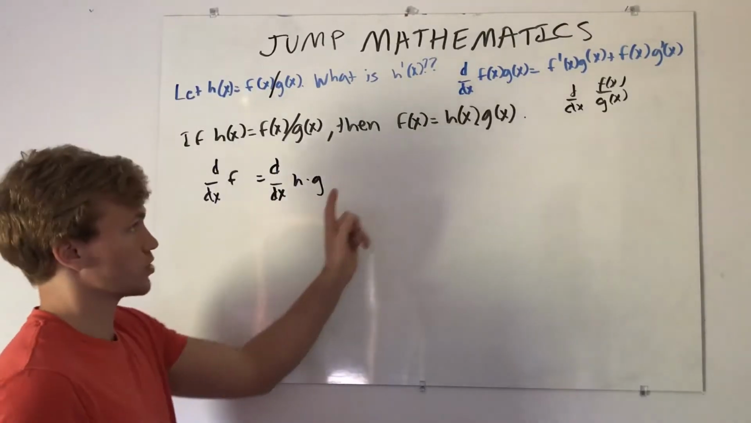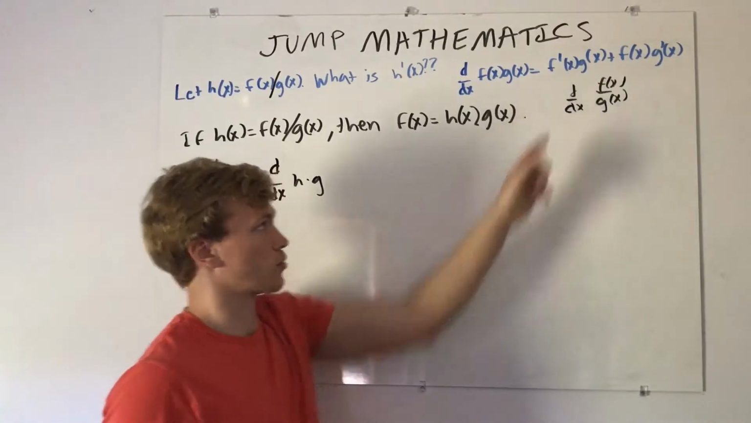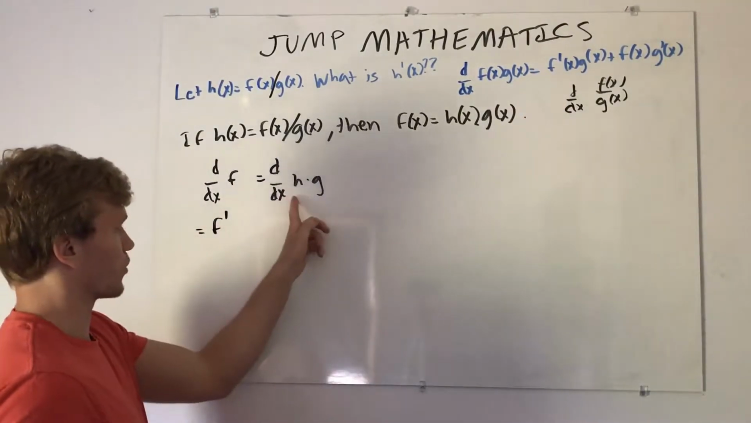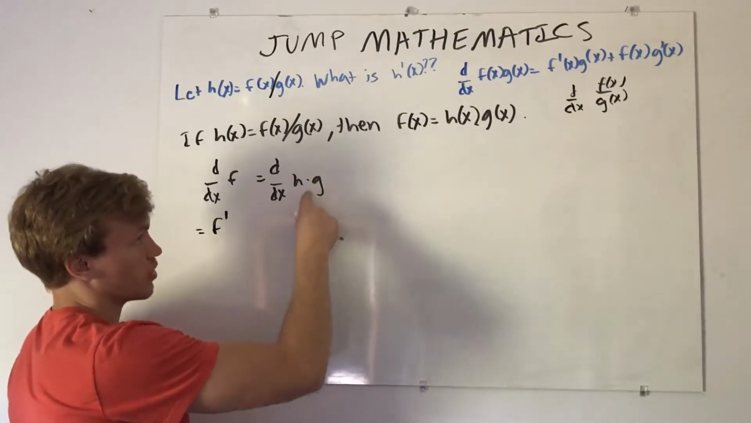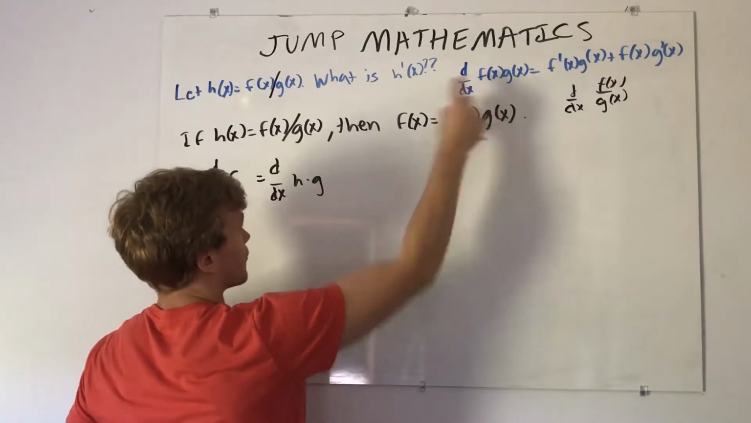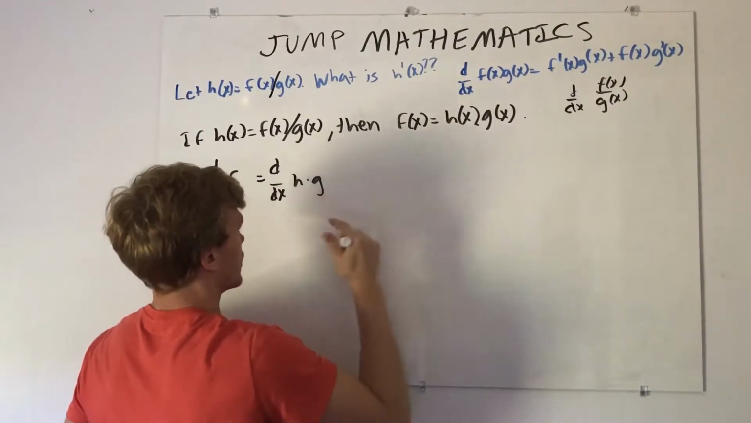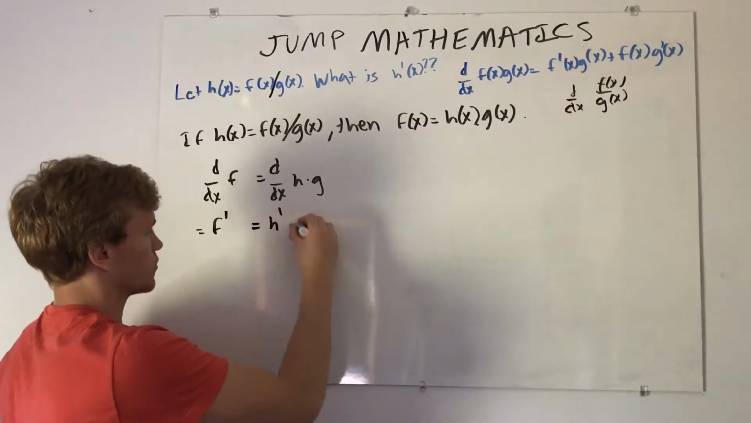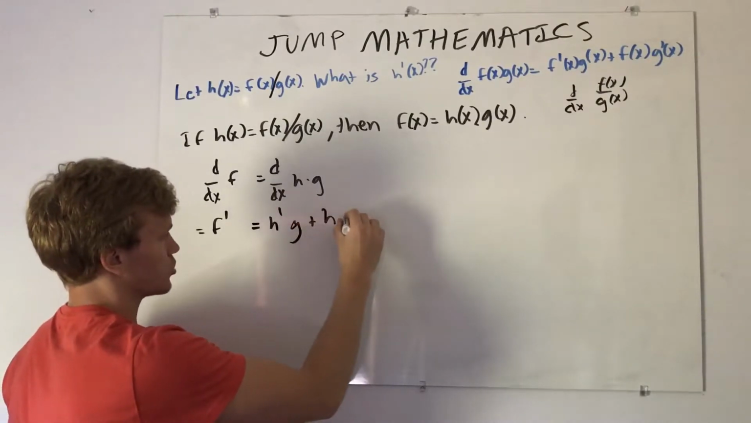Okay, this is where we get to use the product rule. On the left here we have f prime. Then on the right, the derivative of h times g, well, hey, that's just a product of two functions, except in this case our f is h and g is g. So this here is equal to h prime g plus h g prime.